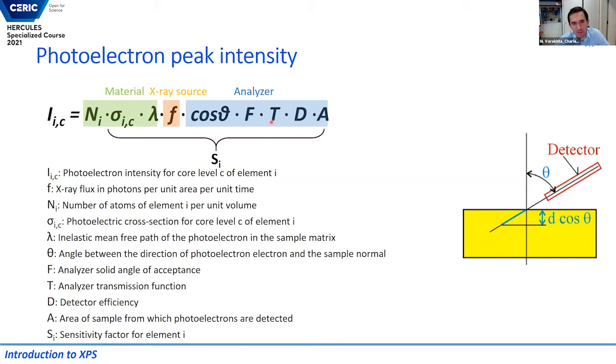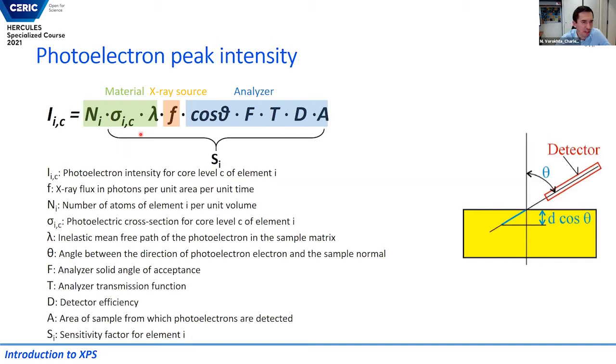Most important is maybe the transmission function, which means that some amount of signal is usually lost at the analyzer. You do not detect 100% of the electrons which enter the analyzer, so there is some dependence on energy. Also, you can have different optics, which would change the area of analysis on the surface. What I want to say is that all these parameters related to the analyzer and X-ray source can be calibrated for one spectrometer.